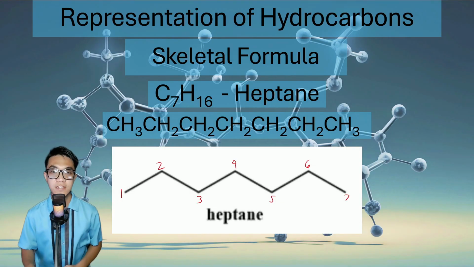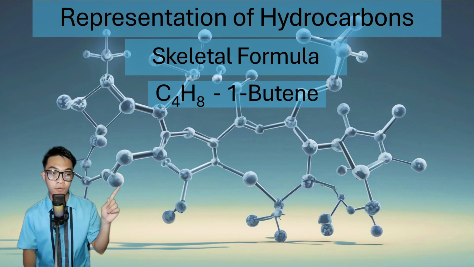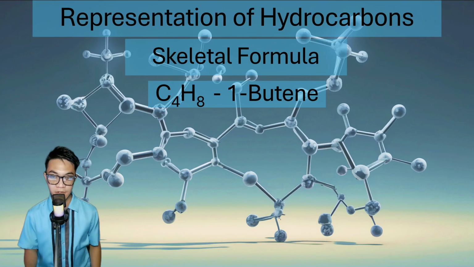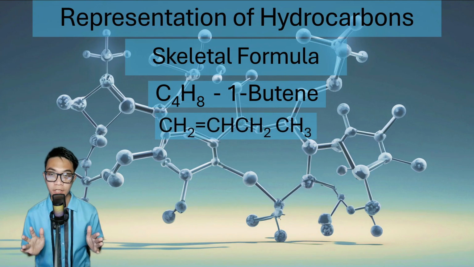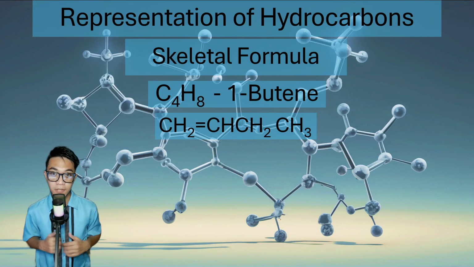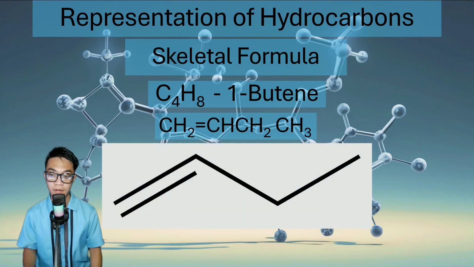Let's have another example, and this time, let's have our unsaturated hydrocarbon, our C4H8, our 1-butene. Since we know the name, we have the 1-butene. The 1 represents the location of the double bond. We just simply have to, again, draw zigzag lines to represent 4 carbon atoms in this skeletal formula for 1-butene.